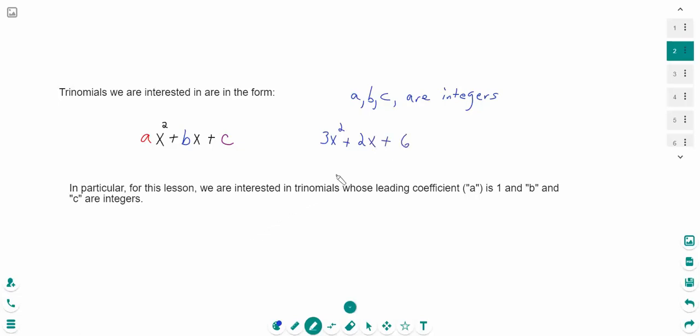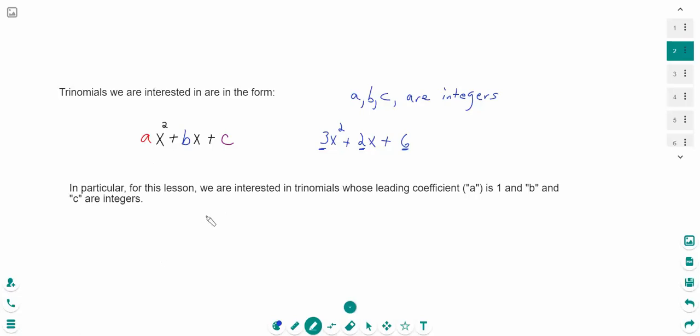Again, it's in this form. The a would be represented by the 3, the b is represented by the 2, and the c is represented by the 6. And notice the practice here is to write these trinomials in descending order, which means that we write the term with the highest power first, followed by the term with the second highest power, and then followed by the term that doesn't have any variable at all. That is the descending order. That's the general way that we want to write these down. So it'll be in this form.